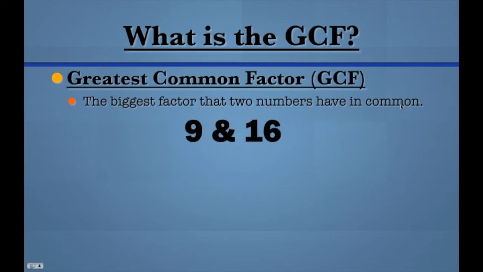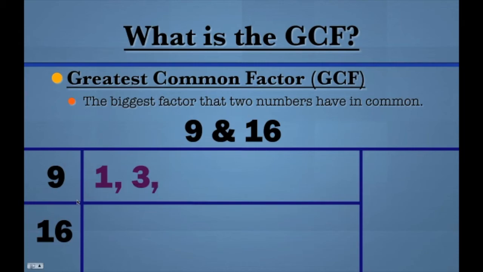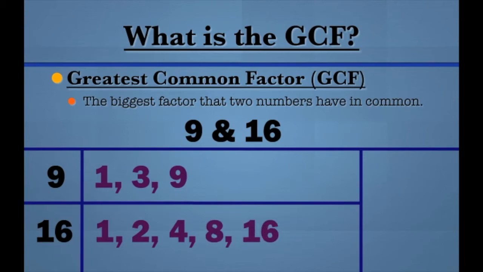Let's take an example. Let's say we have the numbers 9 and 16. We'll write the factors of 9 here. We'll write the factors of 16 here. Now we've gone over the factor pair method, so I'm just going to say what the factors are. At this point, you should be able to find the factors of any number. So what are my factors for 9? The factors of 9 are 1, 3, and 9. And how about 16? My factors for 16 are 1, 2, 4, 8, and 16.